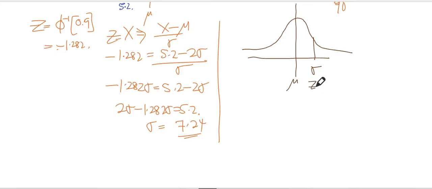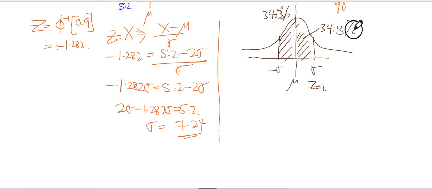One standard deviation, or one sigma, is your z-score equal to 1 over here, and towards your left is one sigma as well, but it will be a negative value. So basically, one sigma is about 34.13%, and 2 sigma is double of that, which is 68.26%.